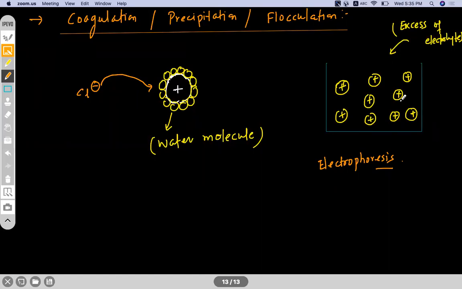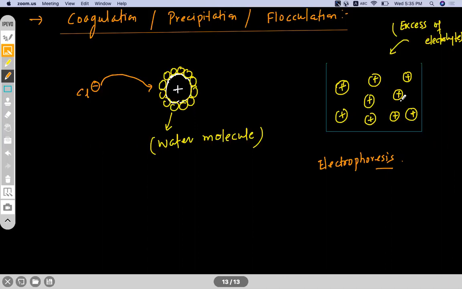The fourth important point to write down, on which they have asked a question in JEE. What is that question? We will also see that kind of question. Write down: by addition of electrolyte. In this, you write down, when an excess of electrolyte is added.